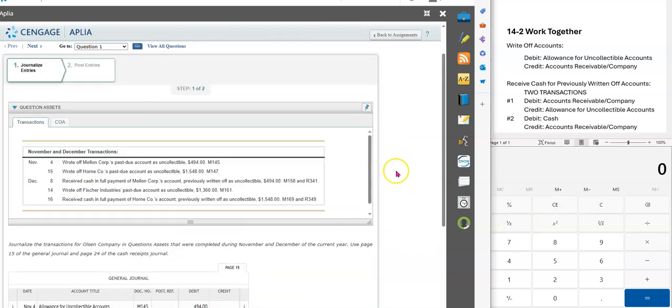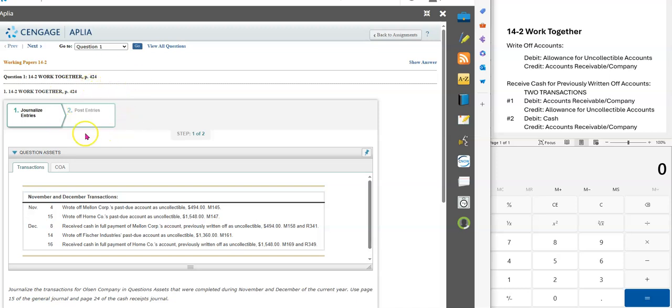The second portion of this section is posting, and I told you guys you don't have to post anymore, so we're not going to go over that. That's it.